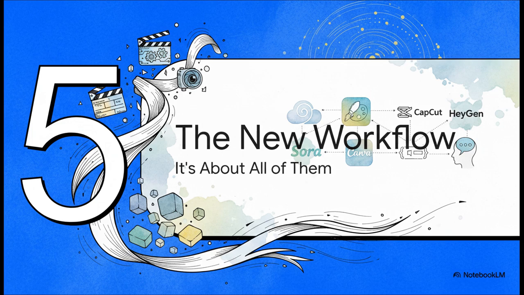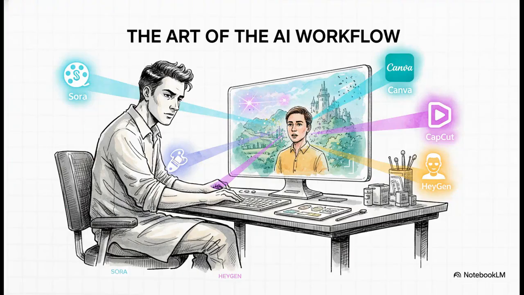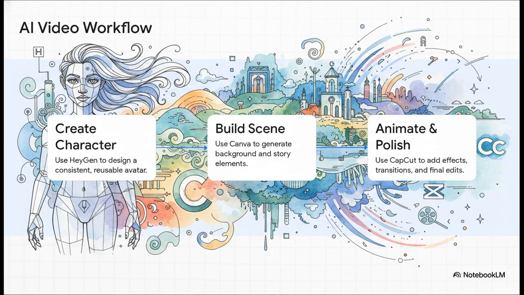Okay, so we've looked at Sora's digital twins, Canva's storytelling, Capcut's editing hacks, and HeyGen's consistent avatars. And this brings us to what I think is the most important takeaway of this whole explainer. The future of AI video isn't about finding that one perfect app. No, the real key to mastering this stuff in this new era is building a workflow. It's about understanding what each tool does best and then combining their strengths to create something that's really unique and polished.